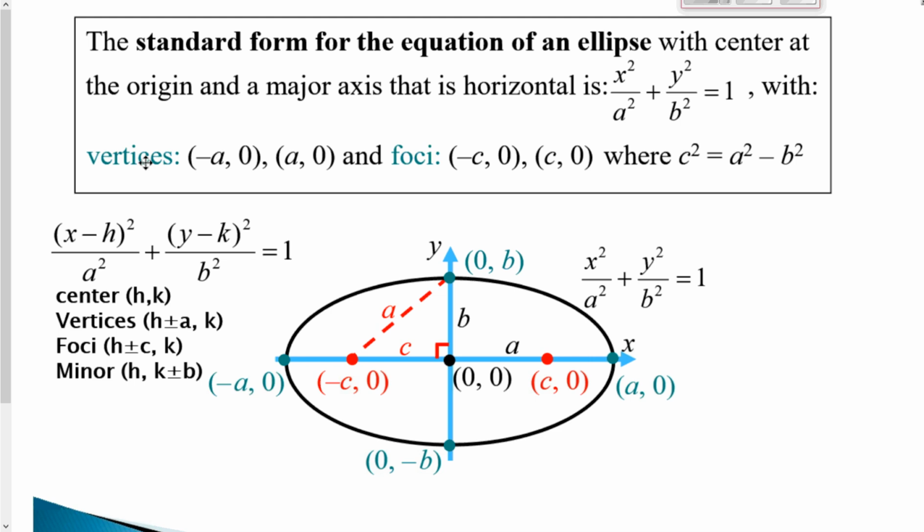So here are our vertices. Vertices are the endpoints of the major axis, right? So here we have a horizontal ellipse, and our vertices are (-a, 0), (a, 0), and then our foci are (-c, 0), (c, 0). And then to find c, we can use the Pythagorean theorem, c squared equals a squared minus b squared.